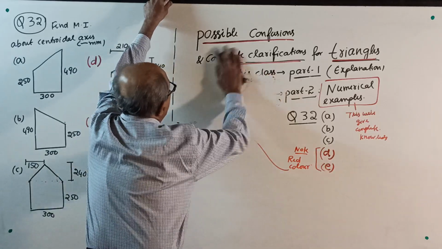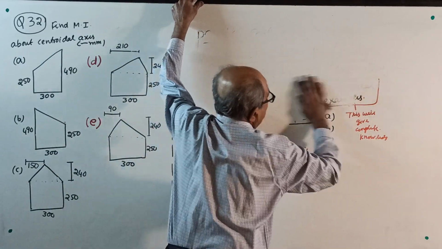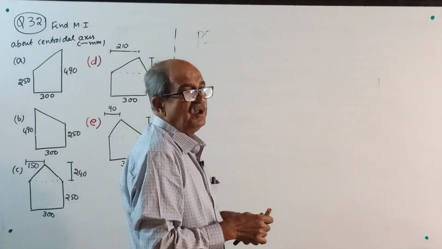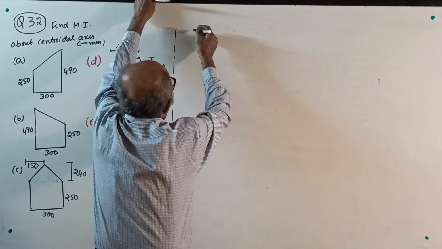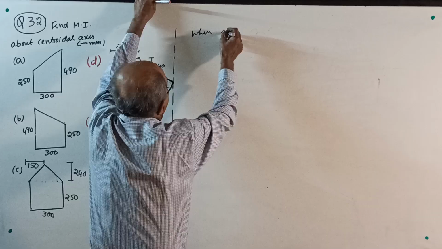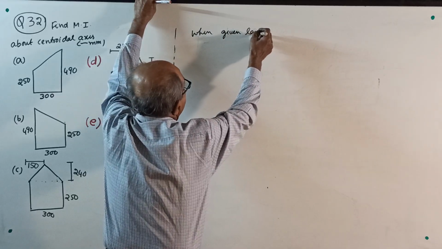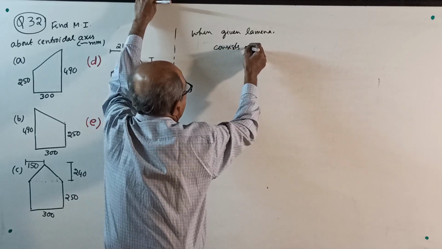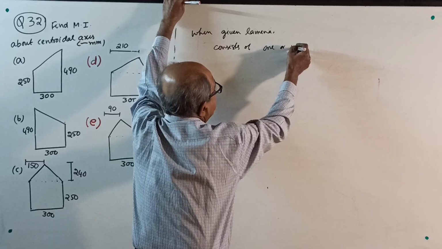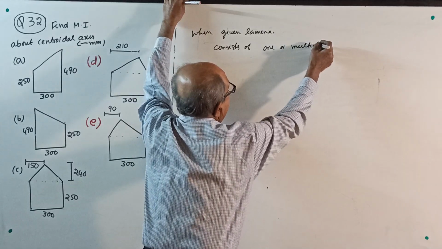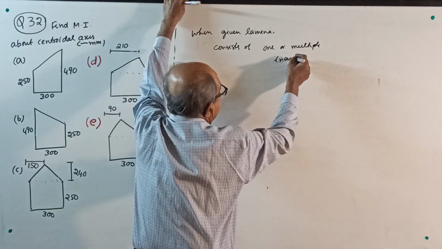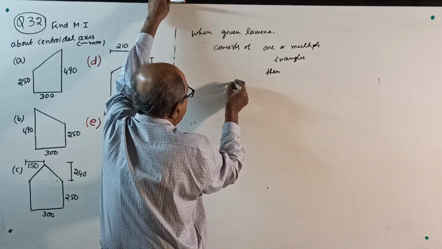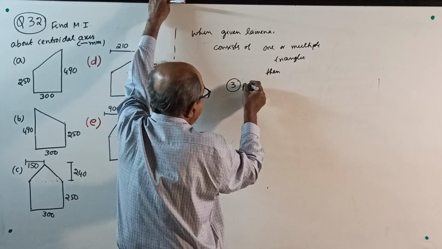Now I will first tell some important concepts, today's class concepts only. First remember triangles. You can write here: when the given lamina consists of one or multiple triangles, then there are three possibilities.